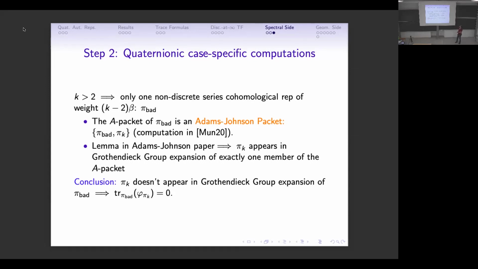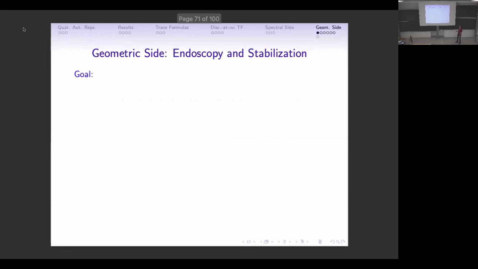Okay, so now let's talk about problem 1, the first problem, the problem that the geometric side doesn't simplify with pseudo coefficients. So the tool that we're going to use to deal with this is stabilization, the stabilization of the trace formula. So let me just give a very quick introduction to what this is, and focus on what's relevant for this problem.